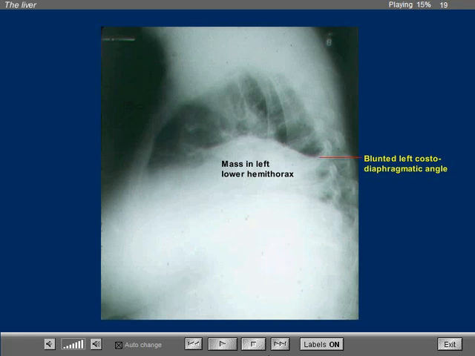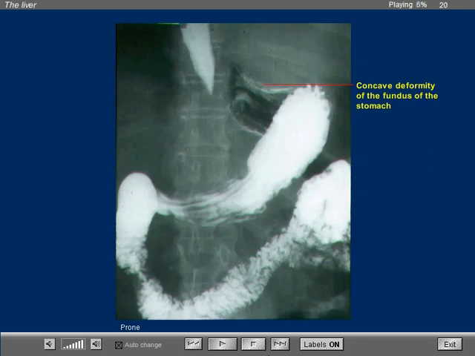A left lateral view of the chest was non-contributory. We can see just a mass in the left lower hemithorax with a little blunting of the left costodiaphragmatic angle posteriorly. We're going to show you now 4 images of an upper gastrointestinal barium study. Note in the prone position that the fundus of the stomach is abnormal. It appears concave superiorly instead of the normal convexity that we should expect. Because of this appearance, the diagnosis was inversion of the diaphragm due to subpulmonic effusion.